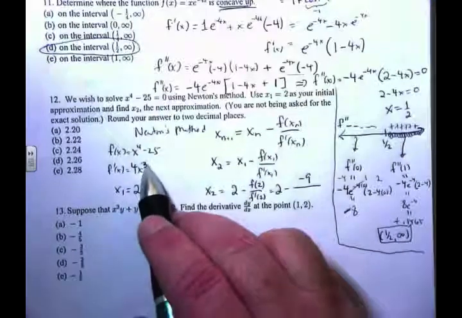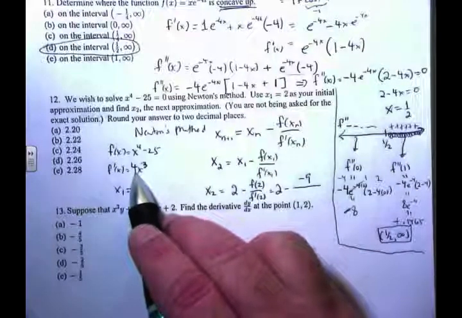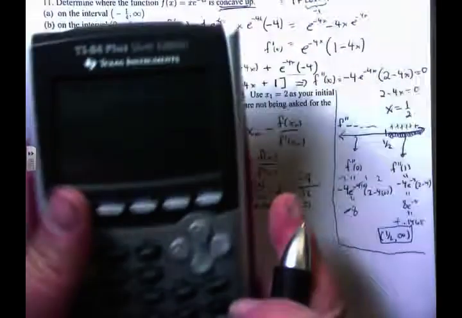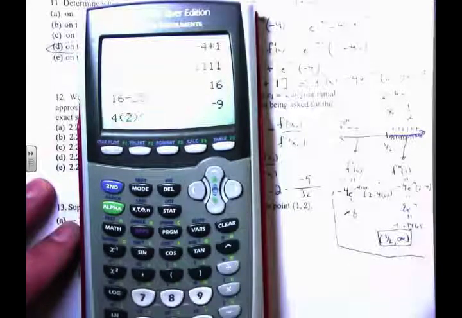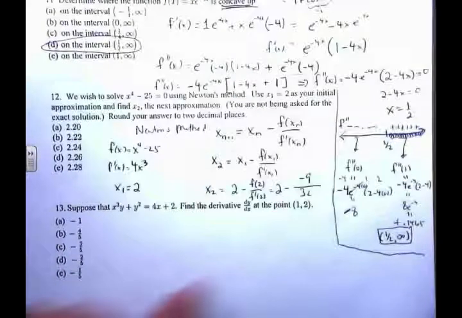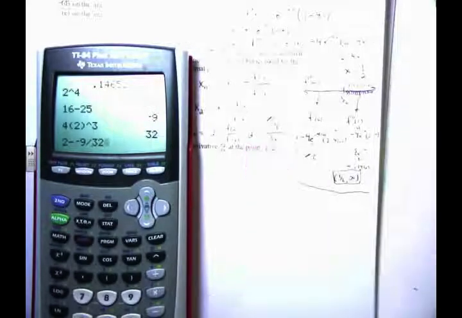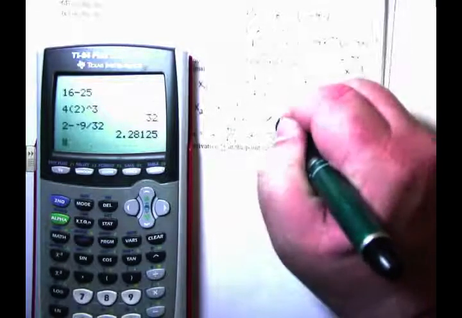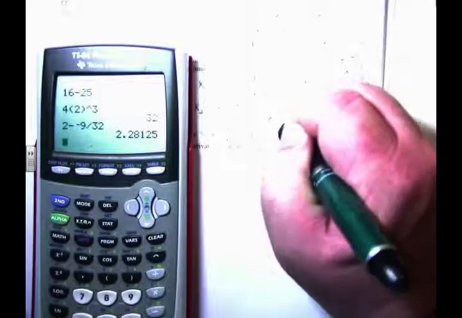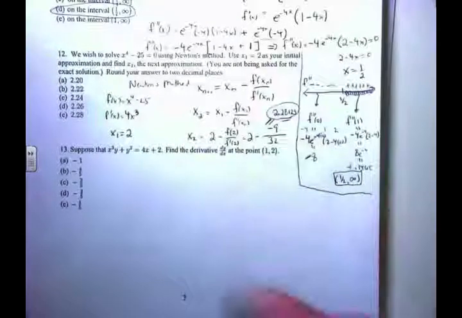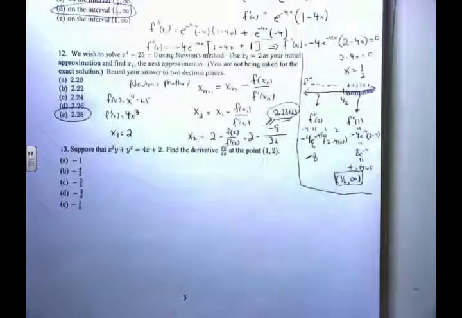And f prime of 2, that's 4 times 2 cubed. What's 2 cubed? 8. 8 times 4 is 32. And just to show you, I used a calculator: 4 times 2 cubed, yay, 32. All right, so here we go. Now all I have to do is crunch this, and they want me to do 2 decimal places. So this would be equal to 2 minus negative 9 divided by 32. Let me show you my calculator here. Typing in exactly what I see here, 2 minus negative 9 divided by 32, I got 2.28125. Now, which one would that be closest to? 2.28. There's my answer.